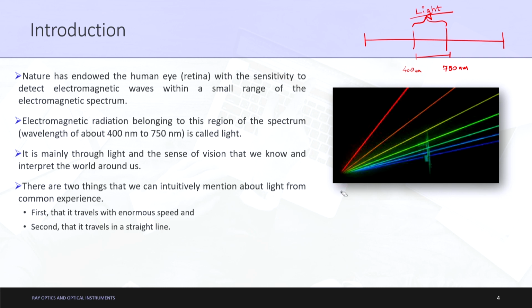This is the basic concept which everyone knows, that first of all it has a very high speed, and second it travels in a straight line. How does it travel in a straight line? As you can see, these are all the lights which travel in a straight line.